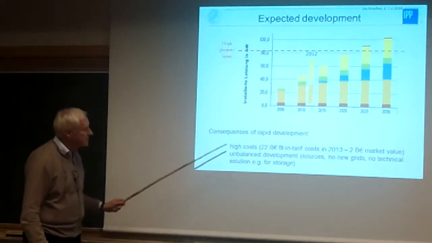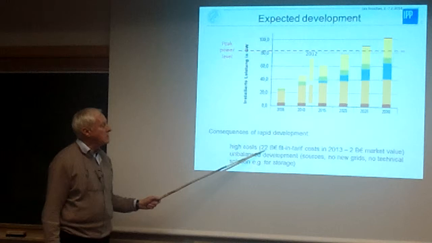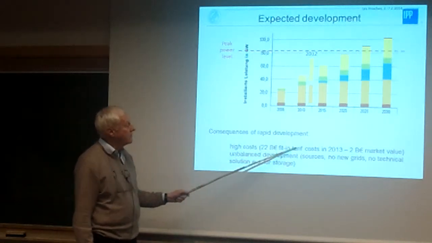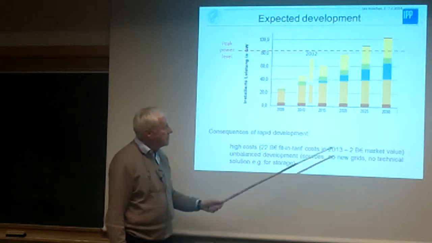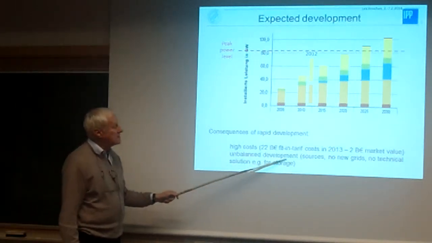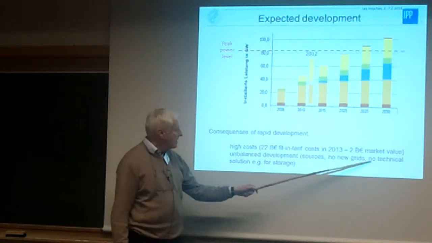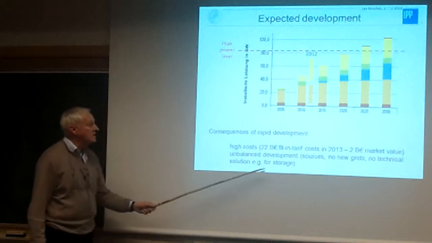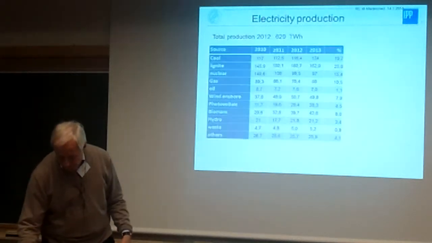So the consequences of this rapid development: high costs. Last year we paid 22 billion euros feed-in tariff for an electricity which had a market value of about 2 billion euros. We have a totally unbalanced development because we are developing sources but not new grids. And we do not have technical solutions for several components, for example, storage.